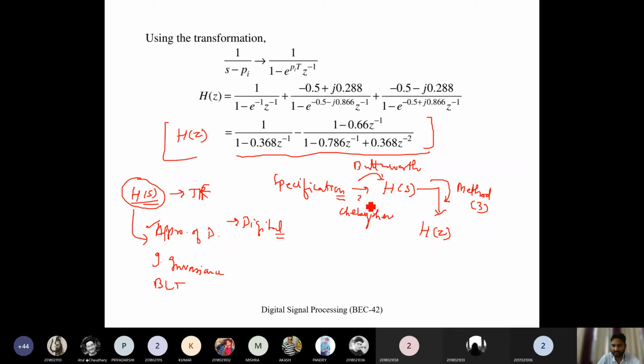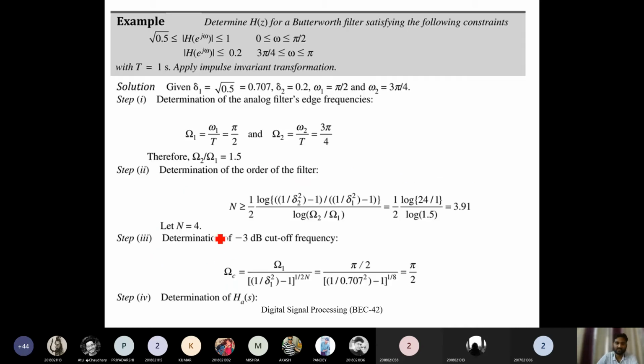So here two methods will be used to convert the given specification into an analog filter, and once the analog filter has been designed, we will be converting it into a digital filter by using three different methods, that is these three methods. Okay, so the next question is similar, like we need to find out the H of z. So we need to find out H of z means we need to find out the digital filter.